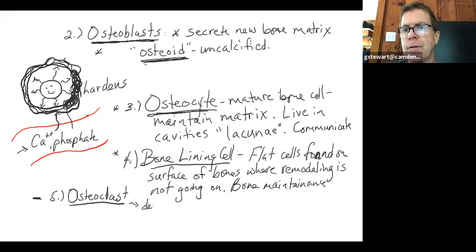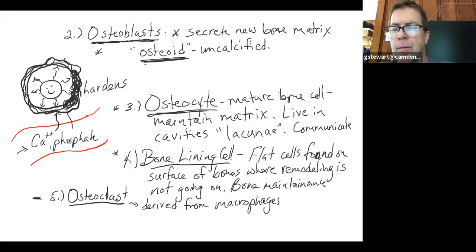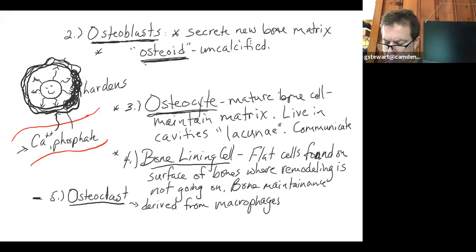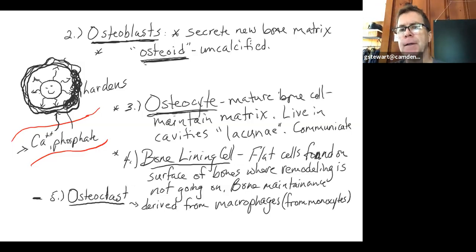They are derived from macrophages, which you've heard that word before. Those are non-specific immune cells. I know this sounds redundant, but macrophages actually are derived from a type of white blood cell called a monocyte. So I'm going to put in parentheses, from monocytes. These cells, what they do is they dissolve bone matrix.